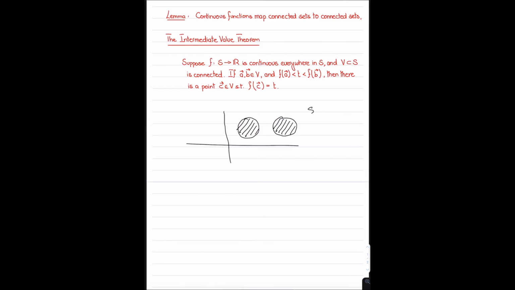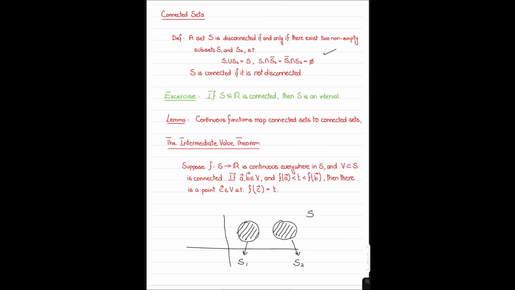Now you can clearly see that this set is disconnected, and the way you do that is you label this first part S1 and you label this second part S2. Then clearly S1 union with S2 is equal to S. We also know that the intersection of S1 with the closure of S2 is the empty set, and then the intersection of S2 with the closure of S1 is also equal to the empty set. And those are the three conditions that we need for a set to be disconnected.